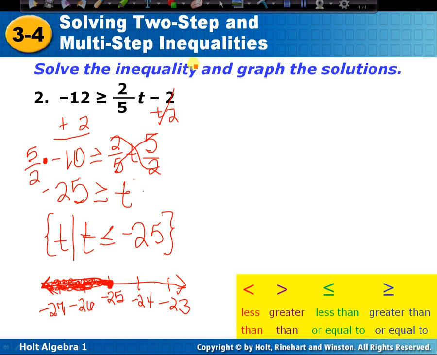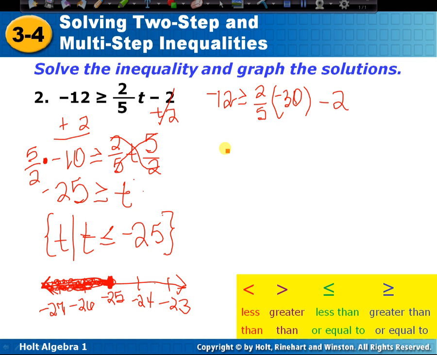So make sure that when you check, you come back to the original problem, which was negative 12 is greater than or equal to 2 over 5. And again, I'm just going to leave parentheses here for whatever number I choose to check with, minus 2. So instead of the t here, I've just put in parentheses. Now, I can check with any number on this number line in the shaded region except for my midpoint here, my -25. I'm going to choose negative 30 to check with. So I'm going to put negative 30 in this parentheses.